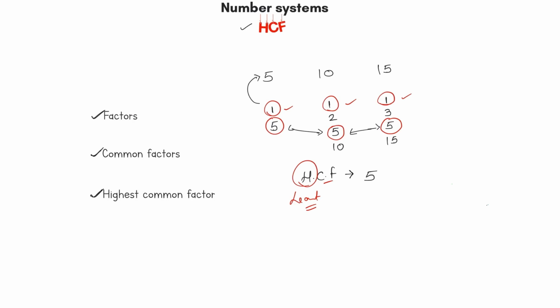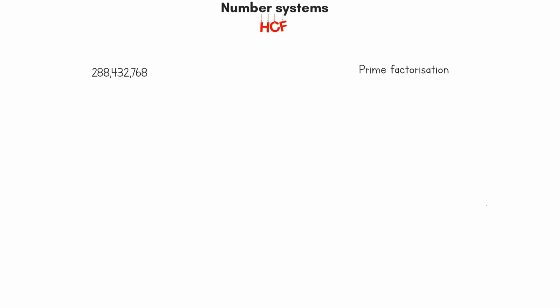Now that we know the concept, let us come to the method to find the HCF. I am giving you 3 numbers right now, 288, 432 and 768. Let's write them, and I need to find the HCF, the highest common factor, of these numbers. How will I do that? I'll do that by prime factorization. We saw the prime factorization method while we solved LCM, and I told you to use this method regularly because it helps you find both LCM as well as HCF.